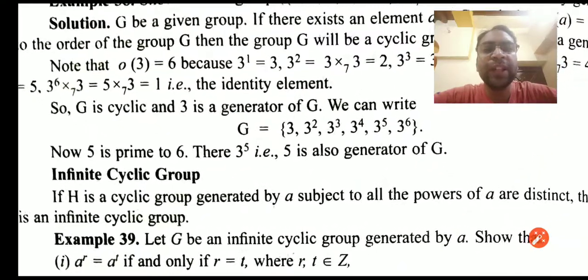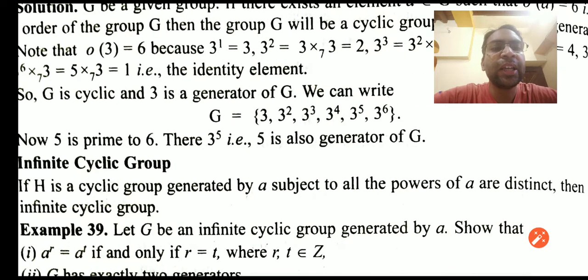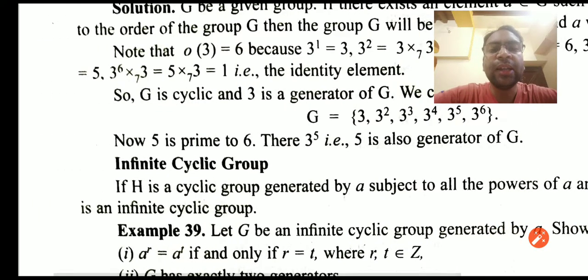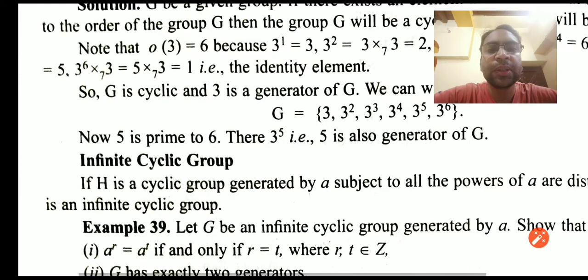What is an infinite cyclic group? If in a cyclic group that is generated by a, all the powers of a are distinct, then it is called an infinite cyclic group. Whenever all the powers of a are distinct, and we keep writing the powers a to the power 1, a to the power 2, a to the power 3, 4 and so on, and we keep getting new elements, then this is known as an infinite cyclic group.